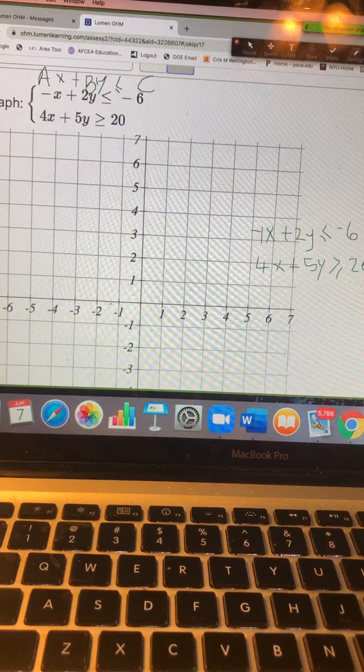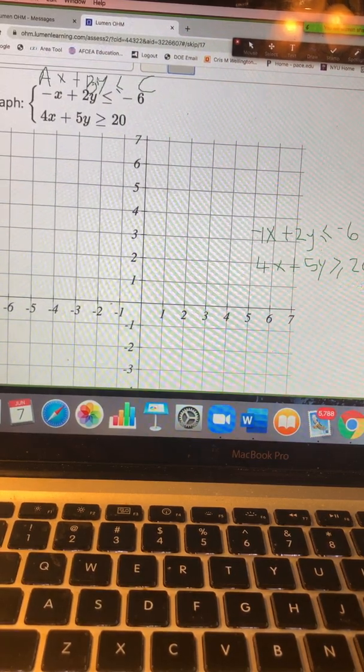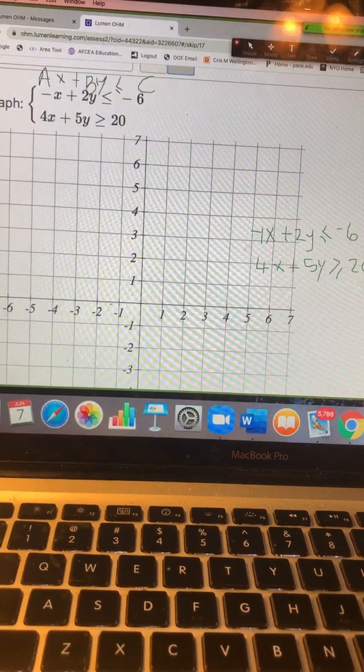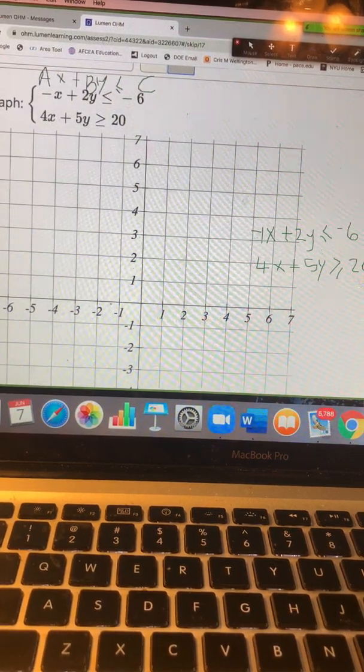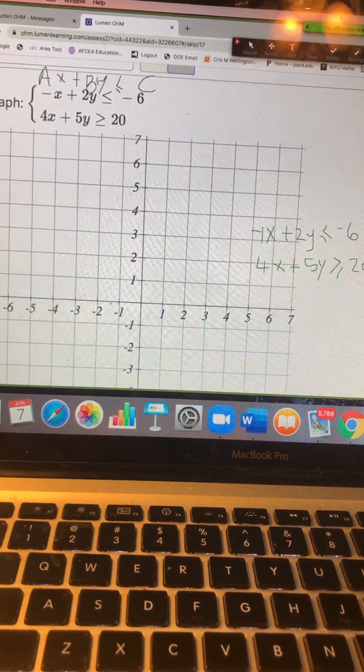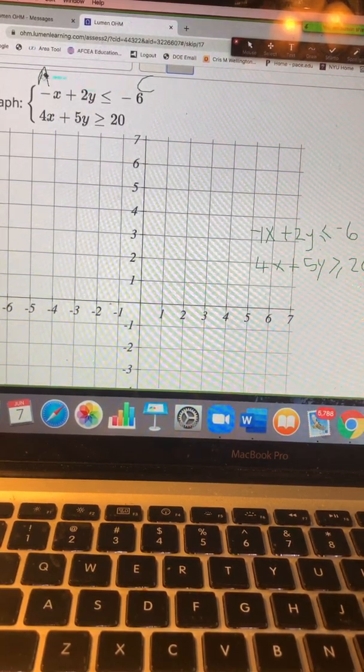All right, awesome. And again, as we see there, both are in ax plus by is less than or equal to c, or ax plus by is greater than or equal to c form. That's the form that they have. So let's go to a graphing utility.